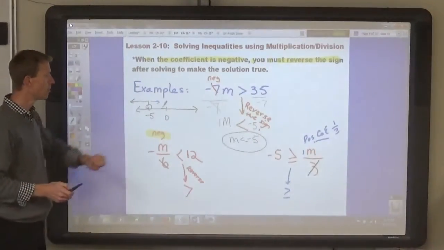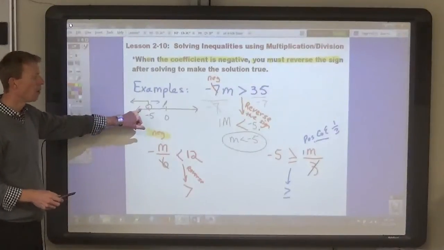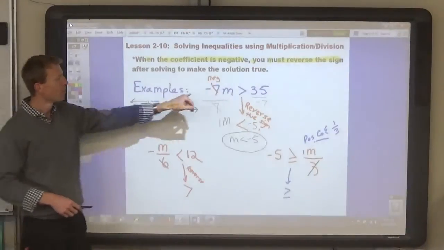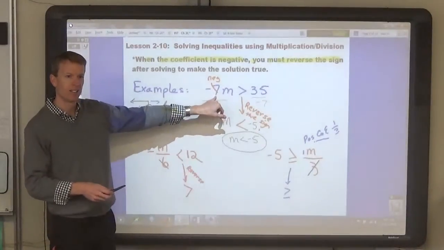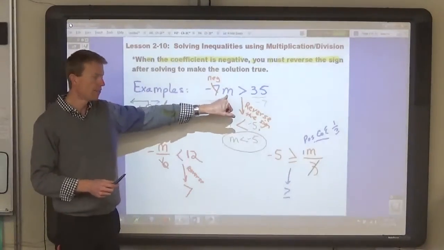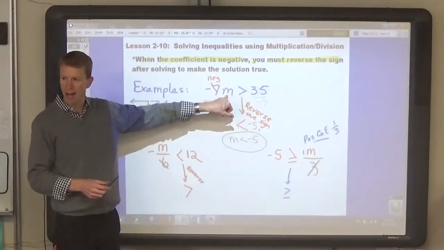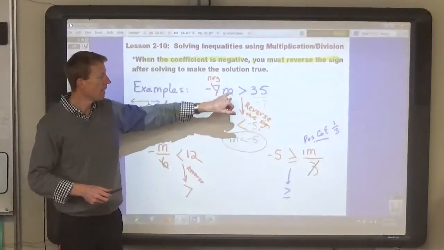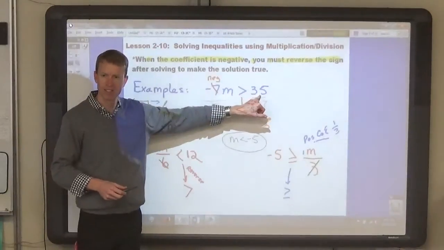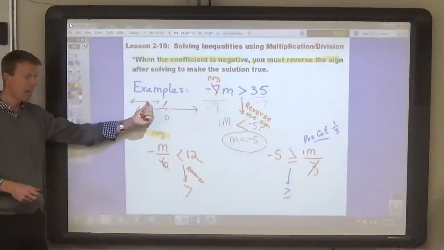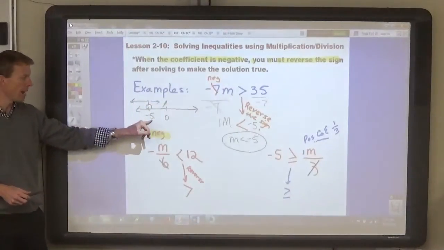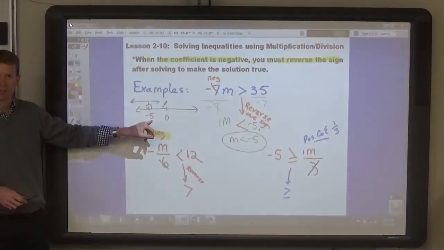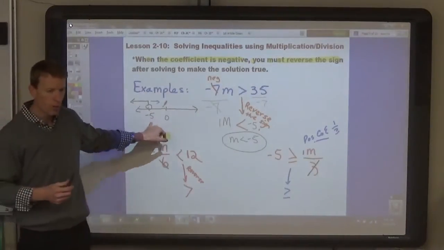Okay? Let's try a different way. Let's try putting in negative 10 because that is less than negative 5. If we put in negative 10 here, negative 7 times negative 10 would be positive 70, right? Positive 70 is greater than 35. And so that shows that the numbers to the left of negative 5 are true. They do make the equation true. It works when you reverse the sign.